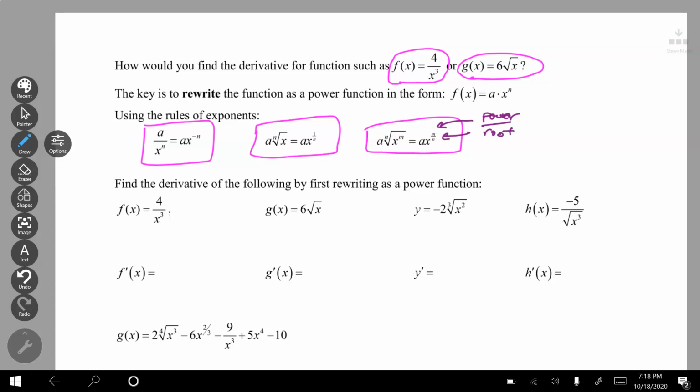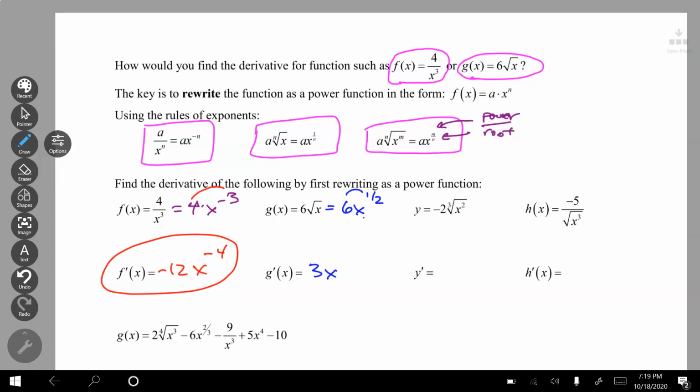So when I do this problem here, I have to rewrite this as 4 times x to the negative 3, and then I have to take its derivative, and I just do the same rule I've been doing all day. Coefficient times exponent, negative 12. Subtract 1 is not negative 2, it's negative 4. You're always taking 1 away from that. Okay, I should rewrite this as 6x to the 1/2, because that's what the square root really is, and I multiply them out. I get 3x. Top minus bottom is to the negative 1/2.